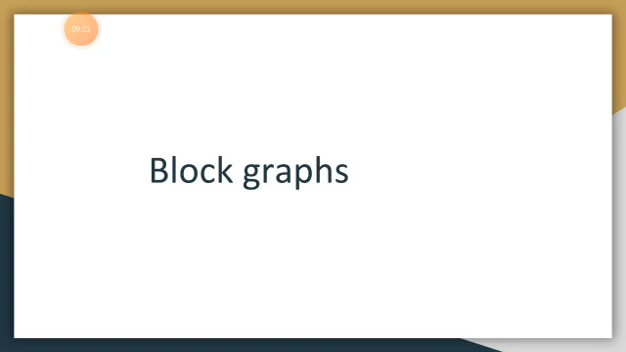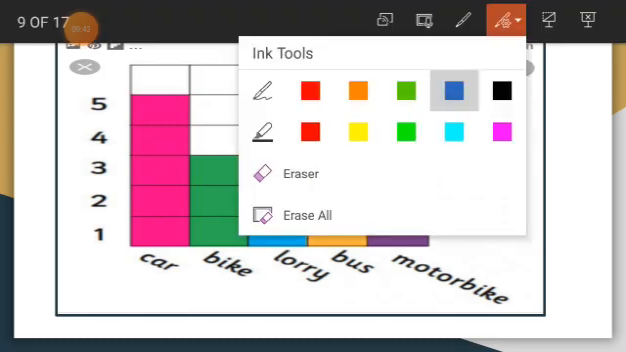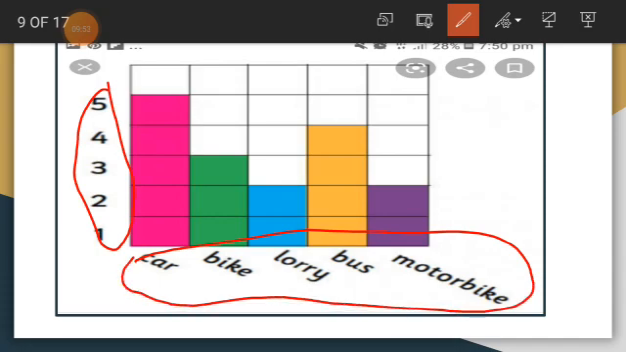Yes. Now on this slide, see block graphs. Let's see what we have to do on the block graph. Here in the block graph, we make the blocks. Here are the colors and here are the vehicles: car, bike, lorry, bus and motorbike. See how many people use car. Here are the numbers 1, 2, 3, 4, 5 and here are the names of the vehicles which people are using.